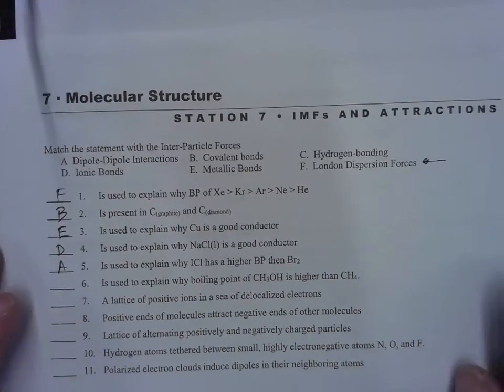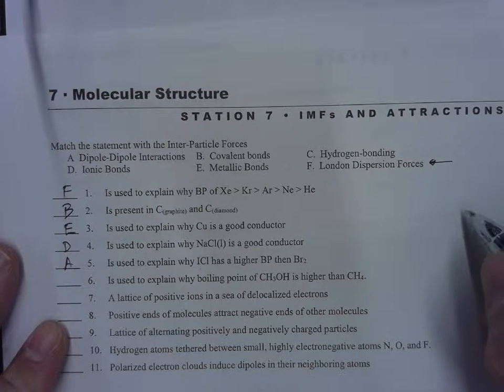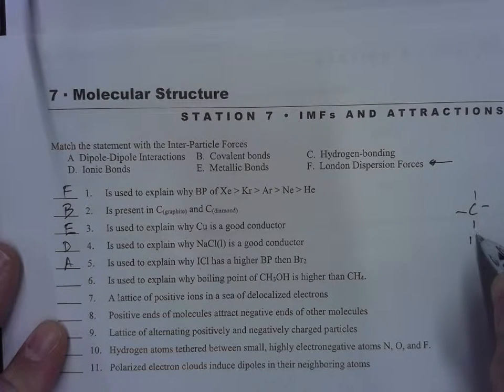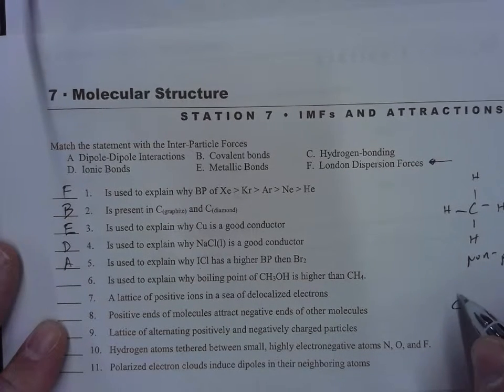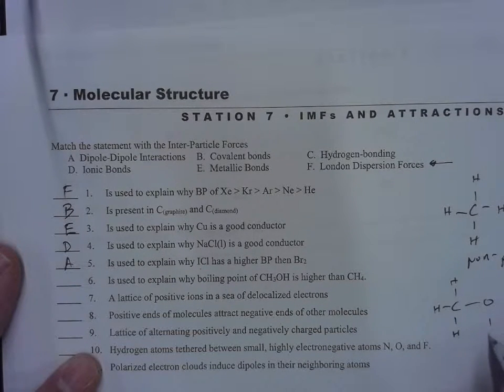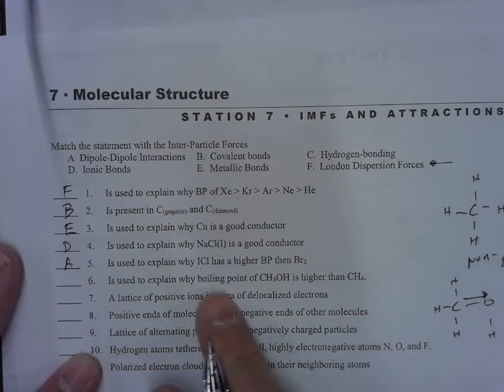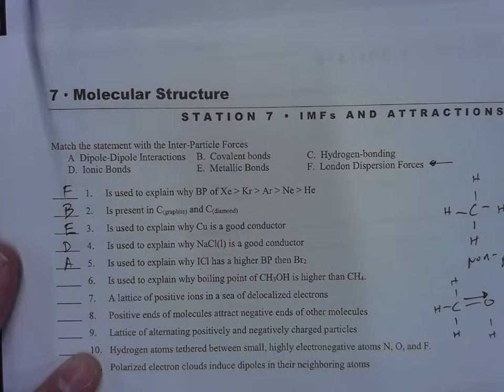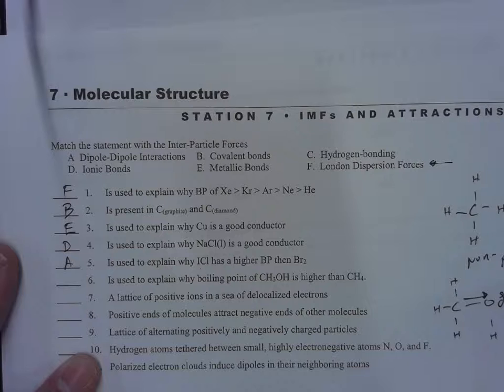Is used to explain why the boiling point of CH3OH is higher than CH4. Well, the same principles apply here. Here's CH4. CH4, non-polar. Okay, CH3OH, do you guys remember what it looks like? CH3OH. This thing is polar. Anytime you got a polar molecule, oh, and look at that, it's got an oxygen in it. Okay, so if it's got that partial negative oxygen, it could do a hydrogen bond with any other hydrogens nearby.